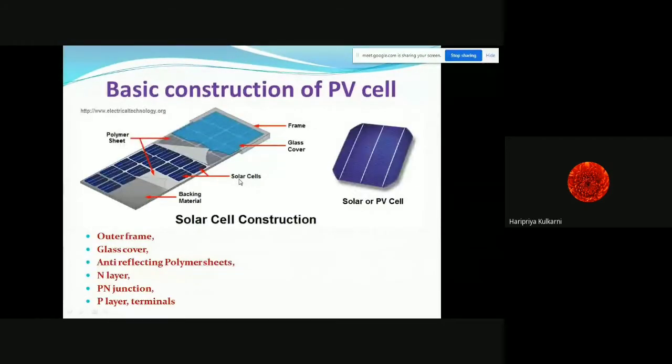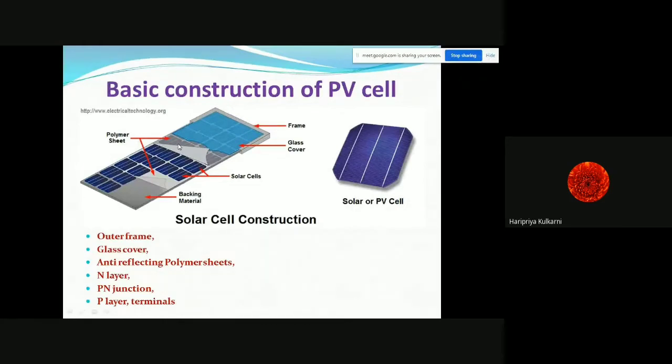So this was the basic construction. Now going to the specific material and its construction, how it is manufactured. You might have seen this solar array in the rooftop system. This outer one is the frame, just to hold the solar PV cells or arrays or modules. Inside that there is a glass cover at the top, to allow the solar radiation to fall on the solar sensitive material. After that, there is a polymer sheet. You can see the polymer sheet is on both sides of a solar cell, at the bottom as well as at the top. The polymer sheet acts as an anti-reflecting cover.